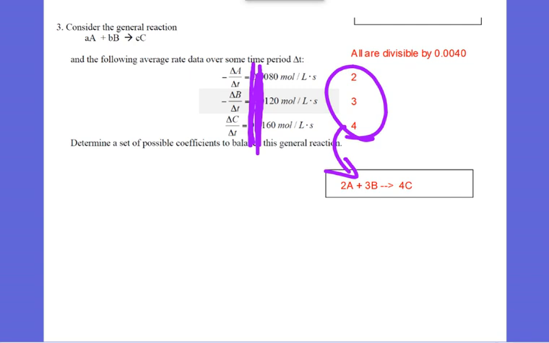But in reality, those two zeros are there. So I would divide them all by 0.0040, and I get my coefficients, 2, 3, and 4. Again, I look for what they were all divisible by so I can get a common factor and figure out the coefficients.